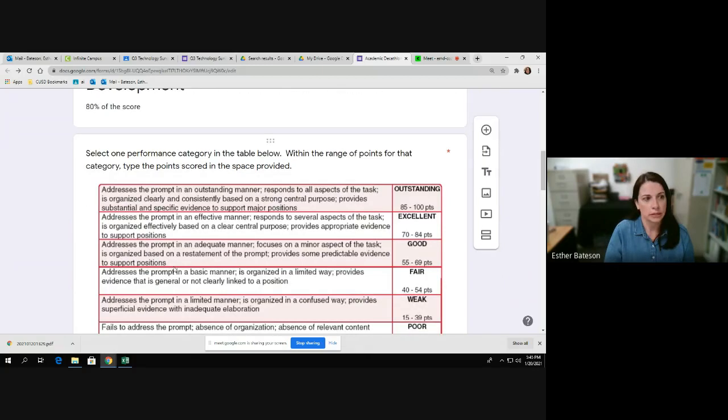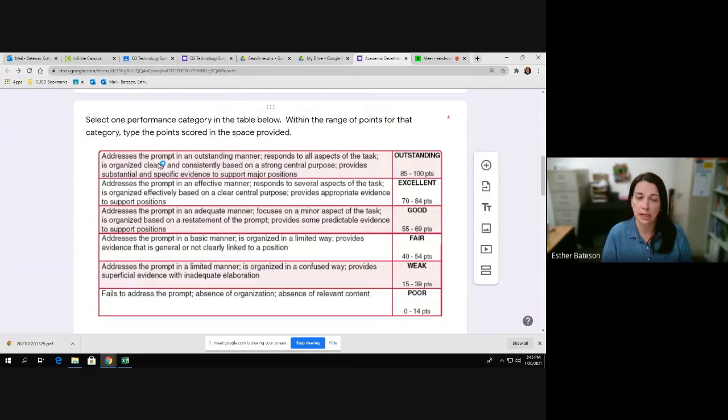we tend to look at this area. So when you read an essay, if the essay addresses the prompt in an effective manner, responds to several aspects of the task, and is organized effectively based on that clear central purpose, and additionally provides appropriate evidence to support their positions, we would put them in the excellent category. Now the range can go from 70 to 84. We are asking that you grade on either a 0 or a 5 scale, meaning that you grade them for potentially an excellent. It would be 70, 75, or 85.